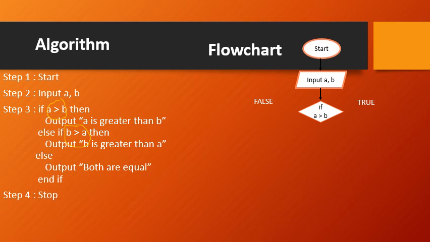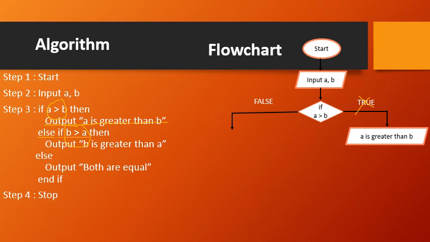If it is true, then we have to output A is greater than B. So if it is true, we will write A is greater than B within a parallelogram. This parallelogram indicates an output statement, right? If this is not the case, if it is not true, then definitely it will be a false value. The false value is taken in the else. So in the else, what do we have?